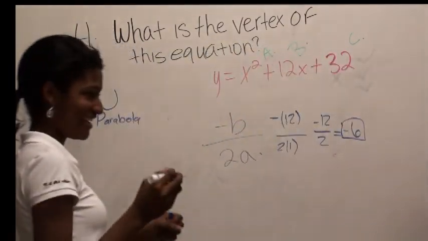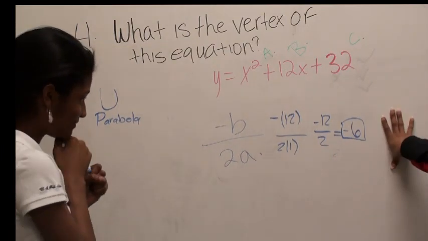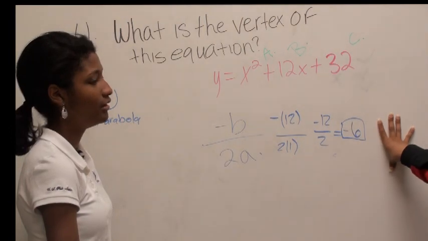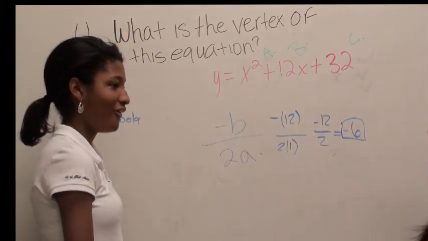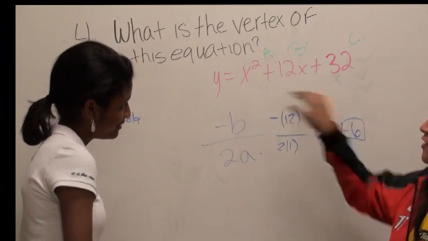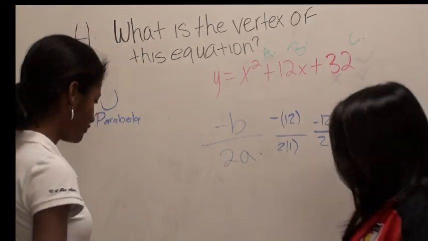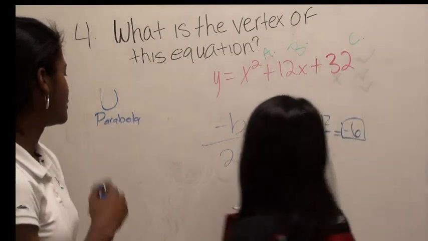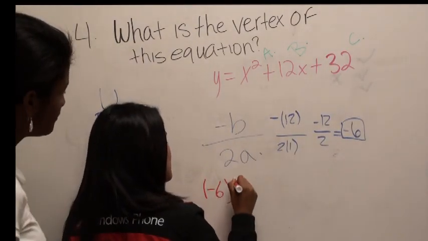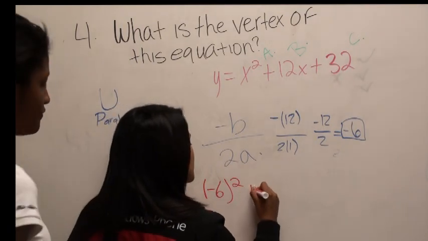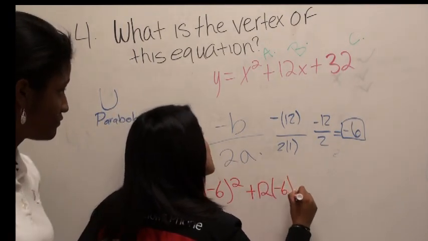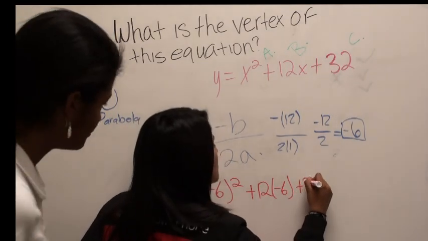Negative 6. Okay, so we found our x, but how do we find our y? We'll plug our x back into our equation, which would be negative 6 squared plus 12 times negative 6 plus 32.